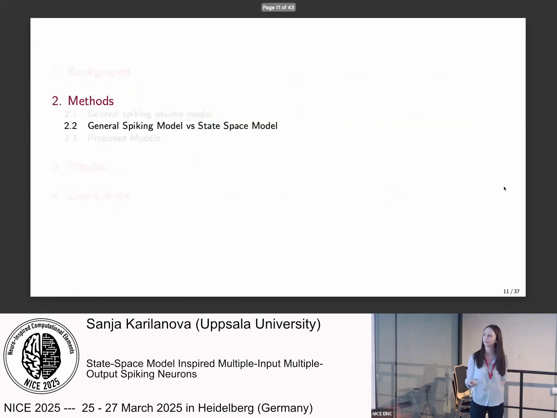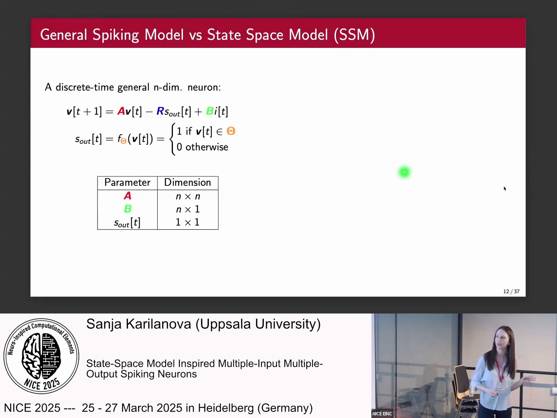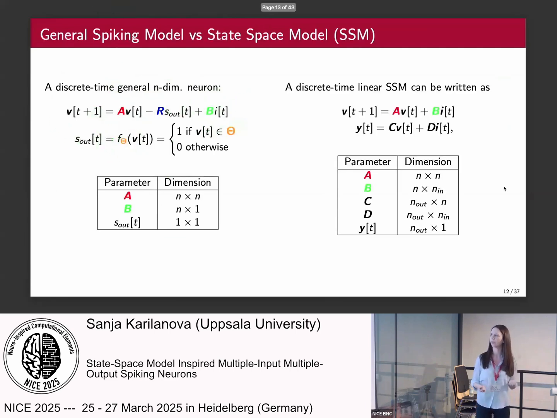Okay, so now that we have the more general spiking model, I'm going to compare it with state-space models. On the left side, we have the general spiking model that we were talking about earlier. Remember that there, the input is a scalar, and the output is a scalar as well, so it's either 1 or 0.